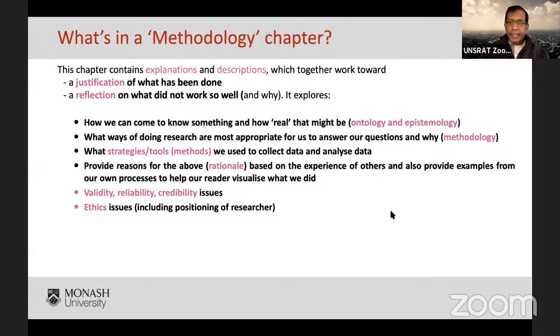And if you look at these, this shows the connection between the first half of the thesis and the second half of the thesis. So ontology, epistemology, methodology, methods, rationale, validity, reliability, and ethics. And usually this is the sequence according to which we write the methodology chapter.